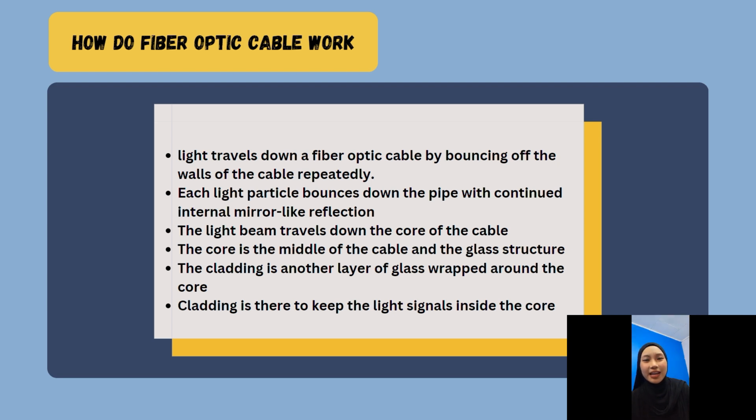Now, you might expect a beam of light traveling in a clear glass pipe simply to leak out of the edges. The other thing that keeps light in the pipe is the structure of the cable, which is made up of two separate parts. The main part of the cable in the middle is called the core, and that's the bit light travels through. Wrapped around the outside of the core is another layer of glass called the cladding. The cladding's job is to keep the light signals in the core. It can do this because it is made of a different type of glass to the core.